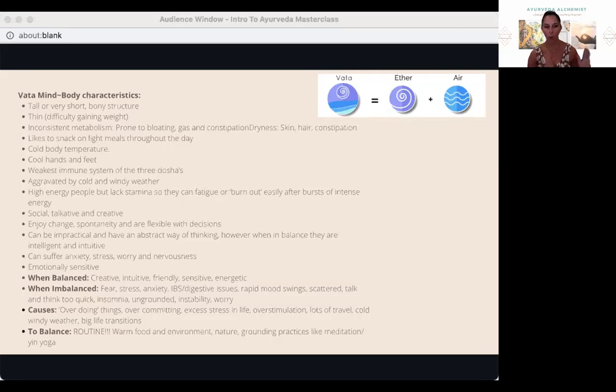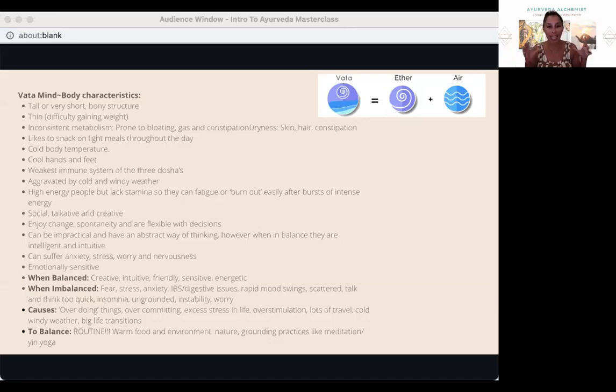A lot of causes of Vata to become imbalanced is overdoing things. So Vatas are usually like, got so many ideas. Yes, I can do that. Yes, I'm going to go there. Yes, filling up my schedule. Woo, I'm like on point. They're just social. They love everything. But then they overdo everything.